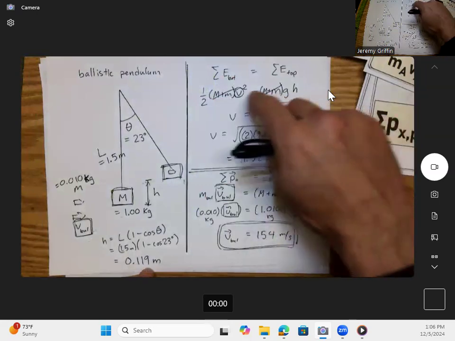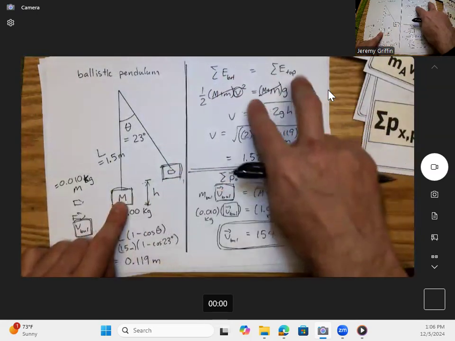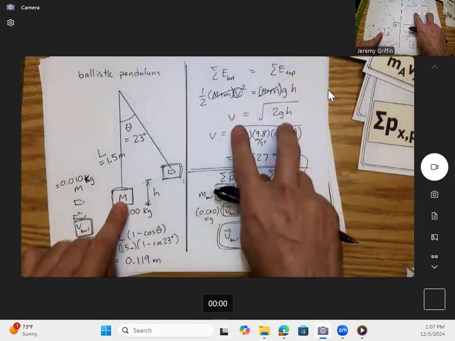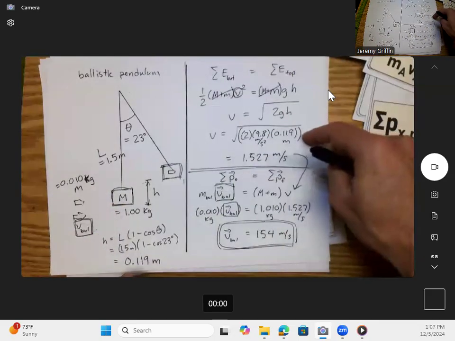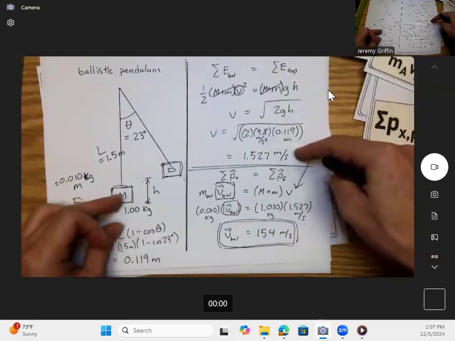Okay. Then I said, well, if you do conservation of energy, you can figure out how fast this was swinging at the bottom to reach that height. So that's conservation of energy. The mass cancels. And speed is square root 2gh. So you plug in g, you plug in this h right here, and you get the speed of the block and bullet together moving at the bottom.